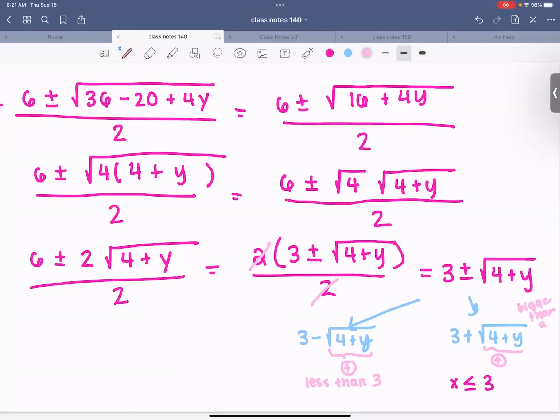Since my answer has to be less than 3, which one is my answer? The left or the right? The left one, right? So this guy here is my answer. The other one can't be because it's bigger than 3, and my question says the answer is less than 3. So therefore, the left-hand side is my only answer to this question.